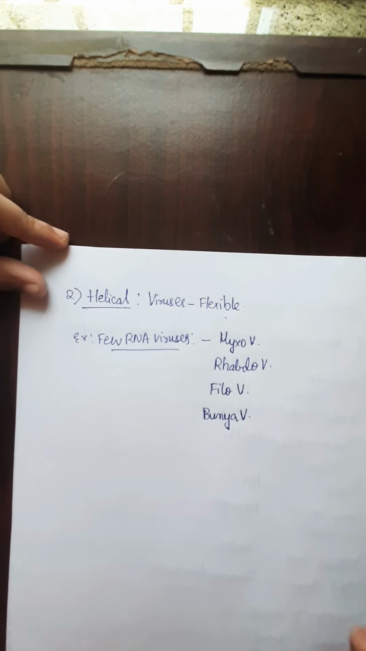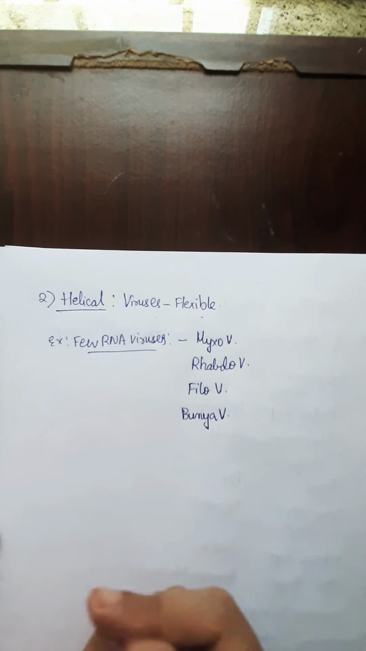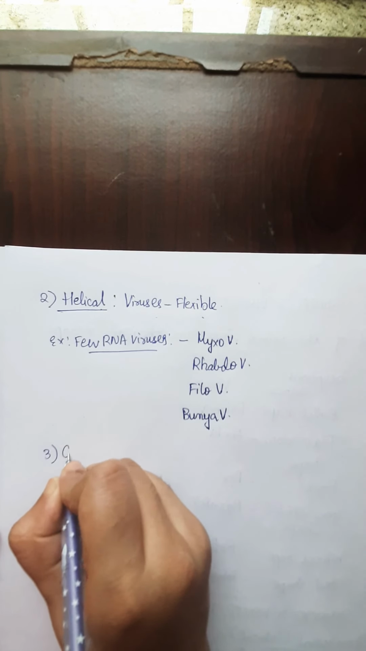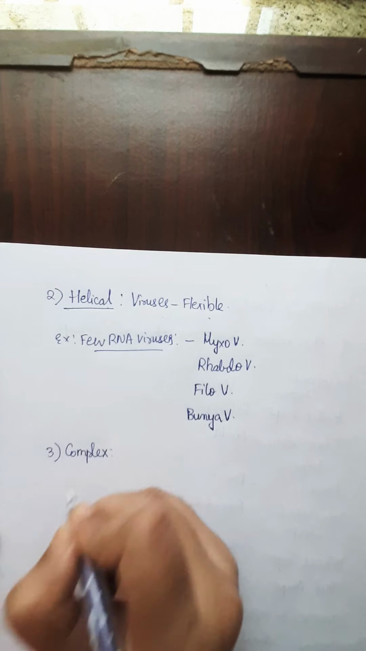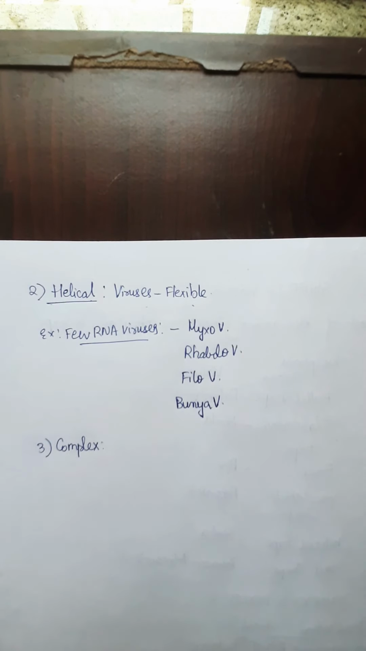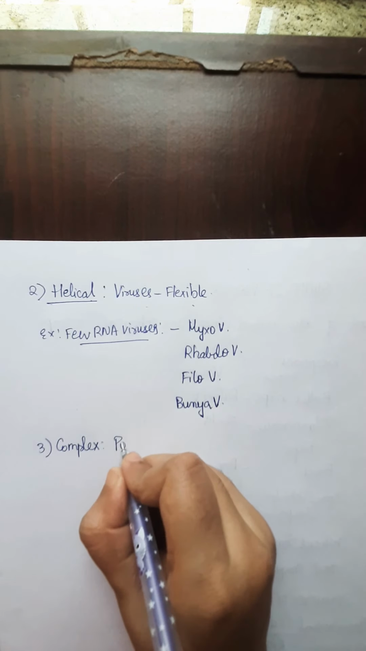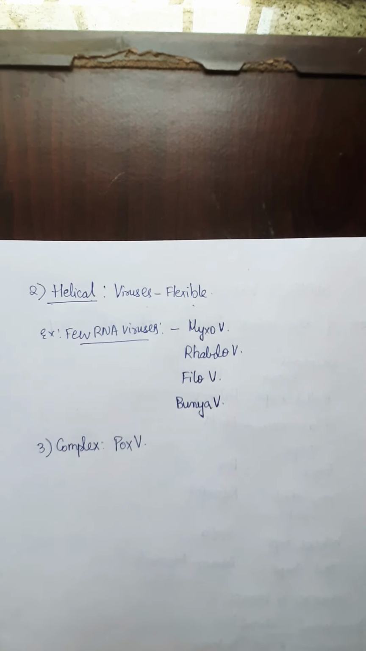Pox virus has complex symmetry. Third symmetry is complex symmetry. We discussed that except pox virus, all DNA viruses have icosahedral symmetry. Pox virus has neither icosahedral symmetry nor helical symmetry. It has complex symmetry. Example of complex symmetry is pox virus.